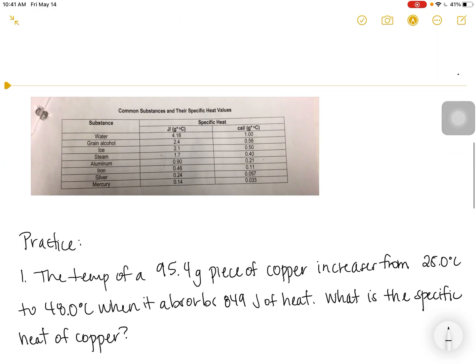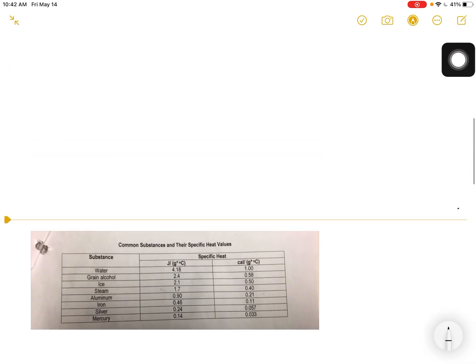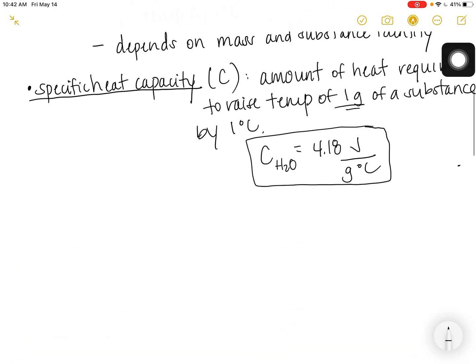And a little bit further down your paper, there's a table of common substances and their specific heats. Notice this is in joules per gram degree Celsius and this one's in calories. Okay. Water's at the top of the list. Water is an interesting chemical, even though we think it's pretty boring, but there's a lot of chemical discussion as to why water has the properties that it does, and it has a very high specific heat.